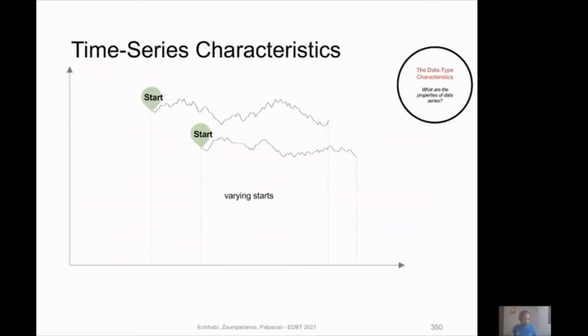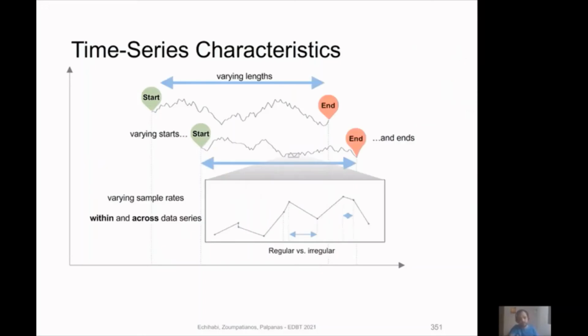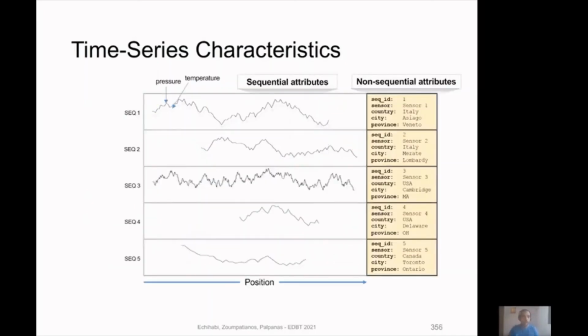Now, we talk about storing time series, but what actually are time series? Time series are sequences of recordings that can have varying starts, but also varying ends, varying lengths, and also the sample rate at which the measurements are taken can be regular, like fixed, or irregular, and also they can differ across different time series and within time series. Now, apart from the sequential attributes that we measure as time series, we also have non-sequential attributes which are attached to time series. These are most of the time also called tags. So for example, you might want to tag this time series saying that this belongs to sensor 1, and this is in country Italy, and so on and so forth.